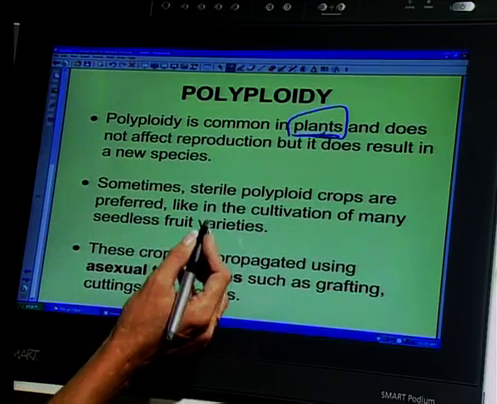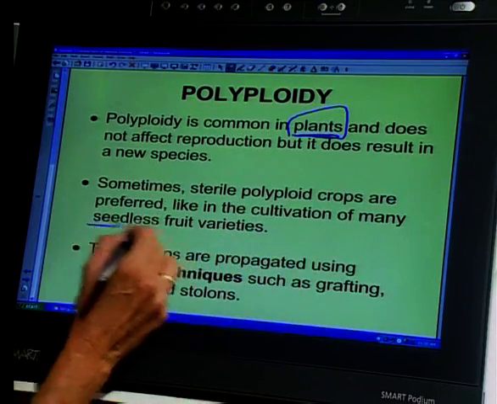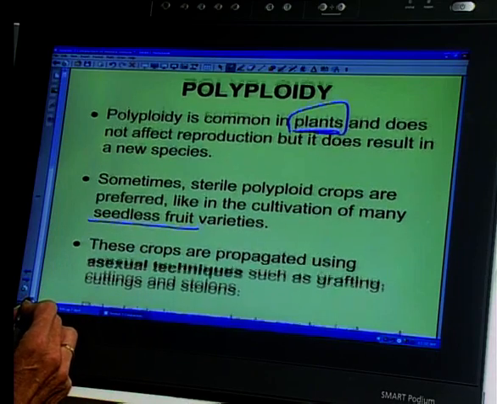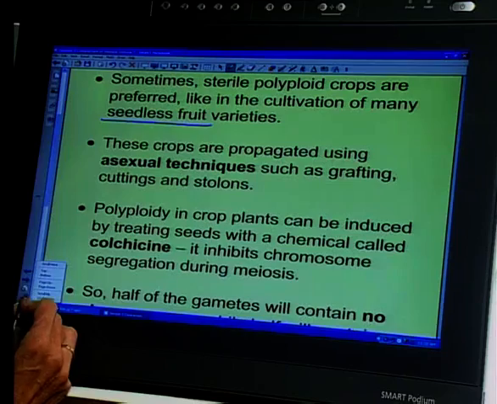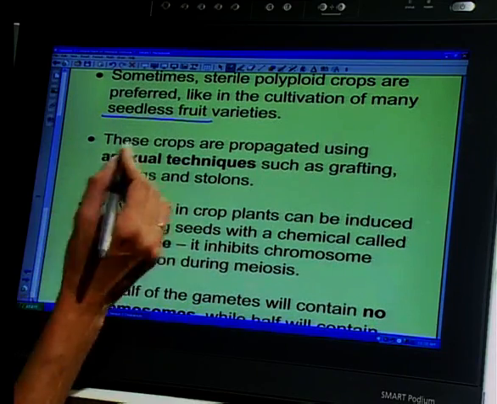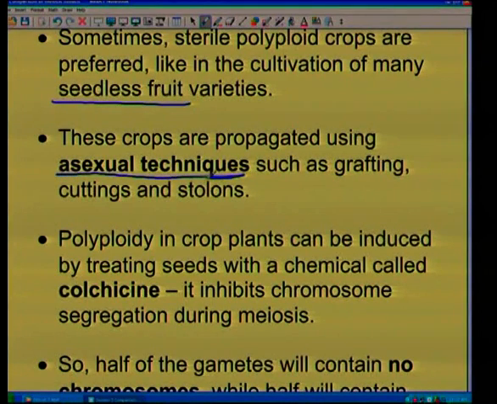They can't reproduce. I mean, clearly, a watermelon that doesn't have pips, well, there are no seeds, therefore you cannot grow a new watermelon. So sometimes we have different cultivars of many seedless types of fruit. Now, these crops are propagated, and clearly, if they have no seeds, you have to use asexual techniques. And people, your asexual techniques: grafting, cuttings, stolons, you know this. It was in your grade 6, 8 and 9 syllabus.